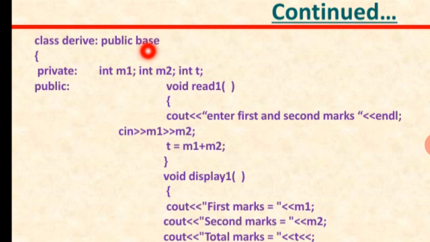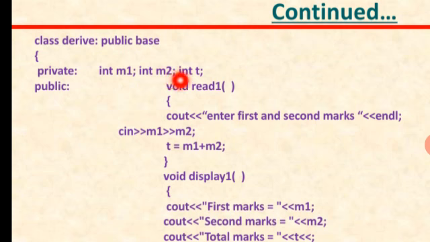Then comes the base class name. What is the base class name? In our example it is base only. So I hope you understood how we have to write the syntax of the derived class. Now private, you can see here m1, m2 and t, all these are the variables of the class derive. I hope you have understood.